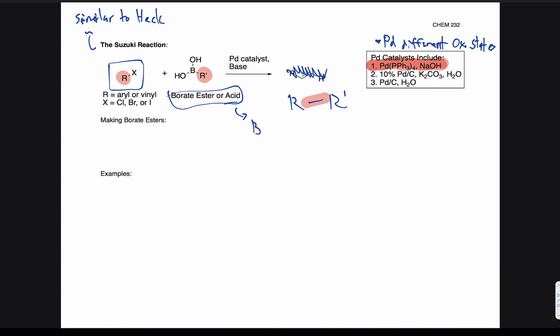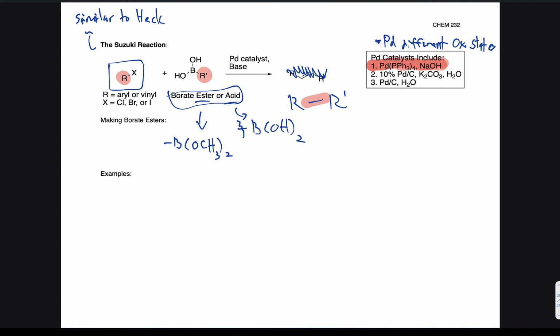Acid refers to when we have, as above, this double OH species, and ester refers to when we have this B methoxy type species. And it's kind of confusing because it doesn't look like an ester. It looks like an ether. But that's what it's called. Okay, so this is called a borate ester.